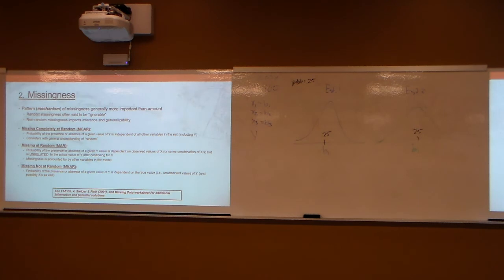Okay. Tabachnick and Fidell talk about this. Switzer and Roth have a missing data worksheet. Go through and take a look at that. They give a really excellent example of this. It's based on blood pressure and heart stuff in this paper. It does a very nice job of helping tease some of this out. Questions about missingness?